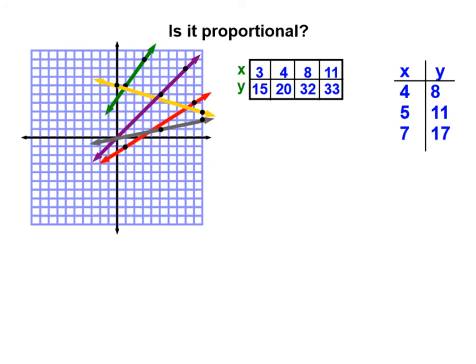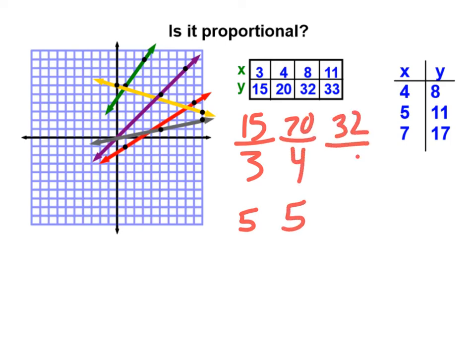How do I check to see if it's proportional? I take y divided by x. So I take 15 divided by 3 and I get 5. And I take 20 and I divide it by 4 and I get 5. And I take 32 and divide it by 8 and I get 4. And I take 33 and I divide it by 11 and I get 3.